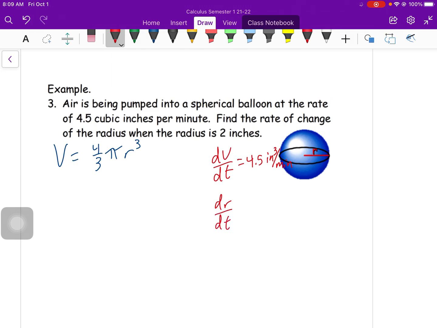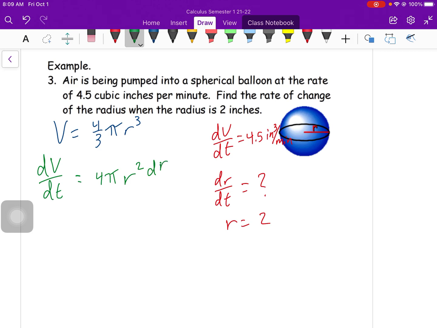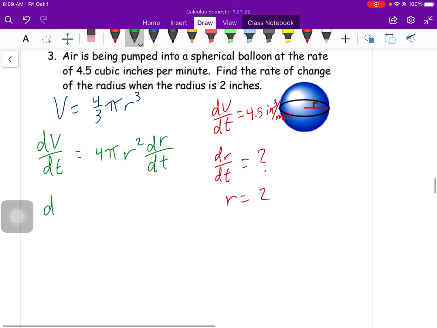We don't know what the derivative of r with respect to time is. That's what we're trying to find. But we know that that's going to be when the radius is equal to 2. So back to this blue function. Derivative of V with respect to time is dV/dt. 4/3 π is a constant times r cubed. So when I do my power rule, I'm going to bring the 3 down. That's going to leave me with 4π, because 4/3 times 3 is 4. π is π. r squared times dr/dt, because radius is a function with respect to time.